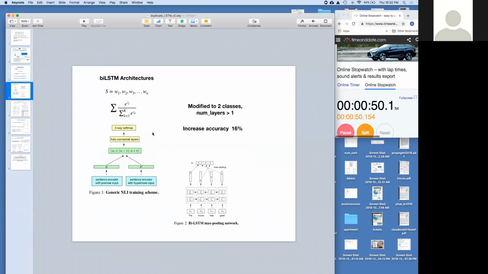And the last thing we did was, to reduce overfitting, we added 2 layers and dropout. That got us to 83.4% performance.